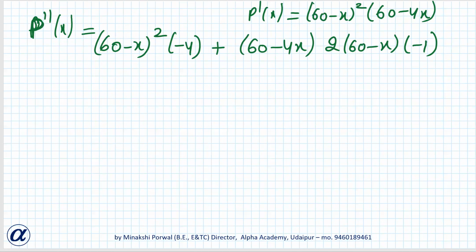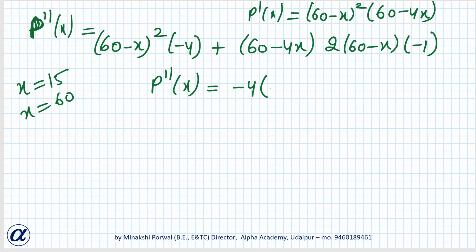At both these points, x equals 15 and x equals 60, we just have to check the sign. Okay. So if we check the sign at x equals 60, it is coming 0. And at x equals 15, P double dash x will be a negative number because minus 4 into (60 minus 15), basically 45 square. And here also, this thing will be 0, the other part will be 0. When x will be 15, 60 minus 4x will be 0. So P double dash x will be less than 0 at x equals 15.